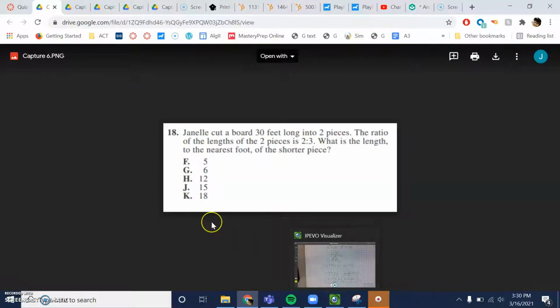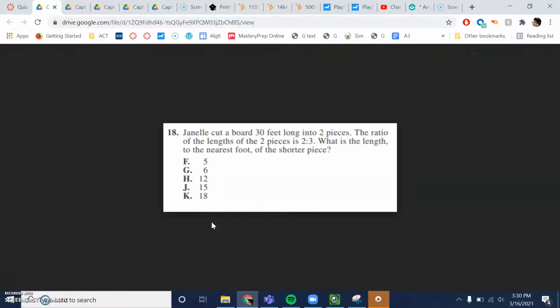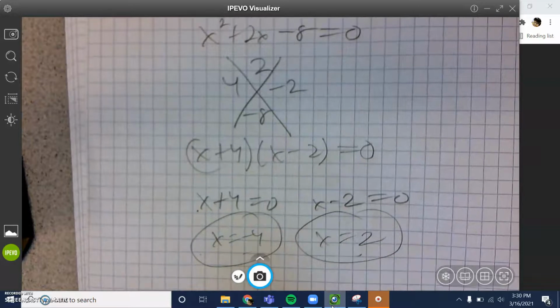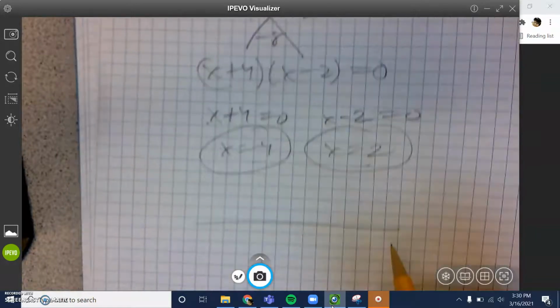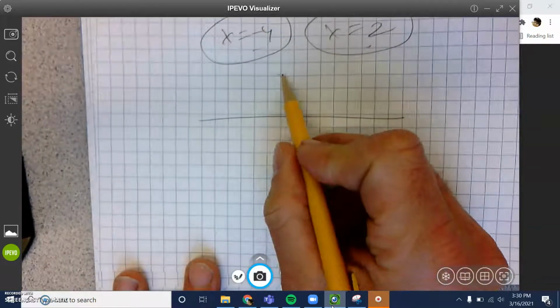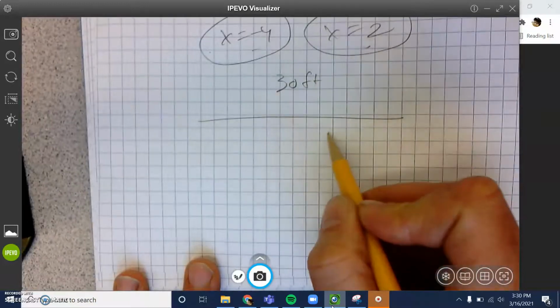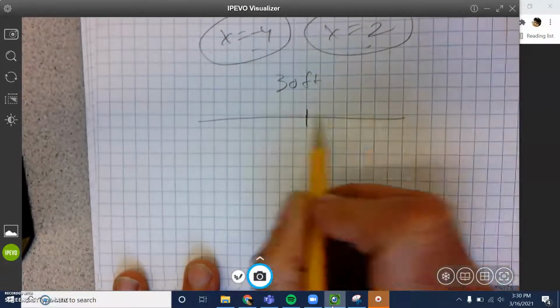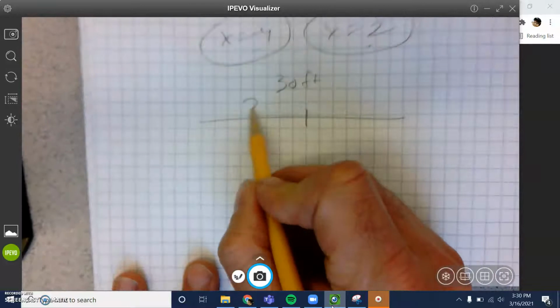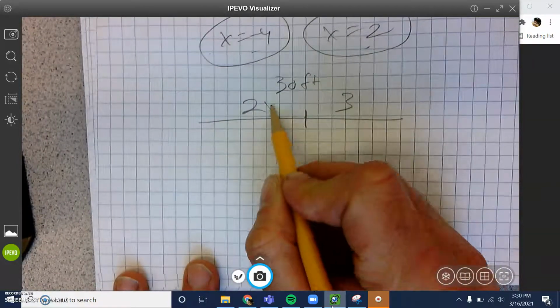Last one. Janelle cut a board 30 feet long into 2 pieces. The ratio of the lengths of the 2 pieces is 2 to 3. What is the length to the nearest foot of the shorter piece? Okay. So, let's see. I'm going to draw a picture. So, here's the board right here. It is 30 feet. And then it's broken into 2 pieces. 2 to 3. So, I'm going to put an x here.